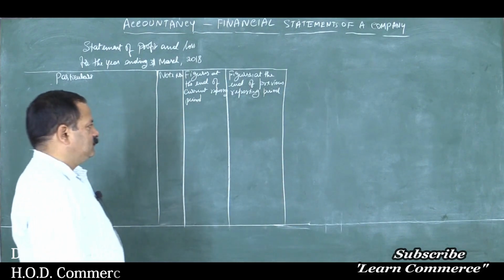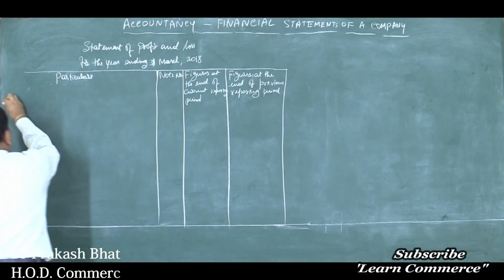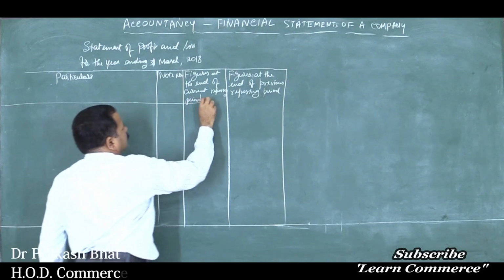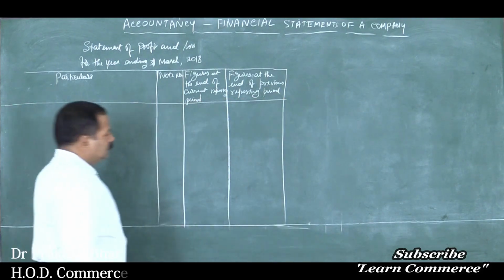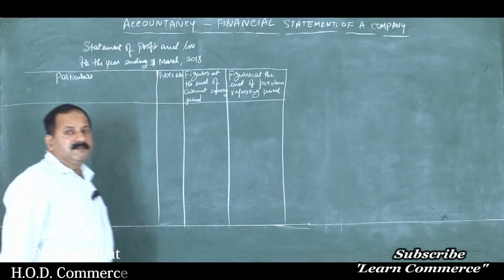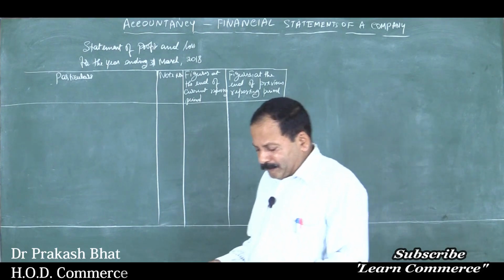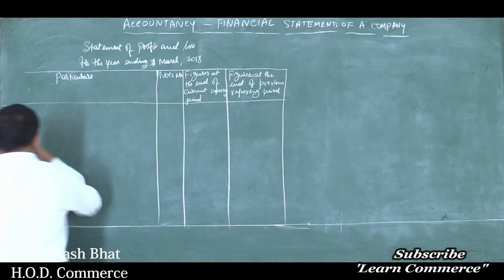Yes, that's all. Now, draw the columns. We'll solve now. Let us take up the first item as revenue from operations, Roman 1.